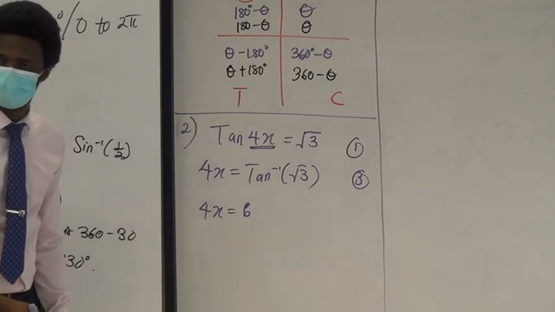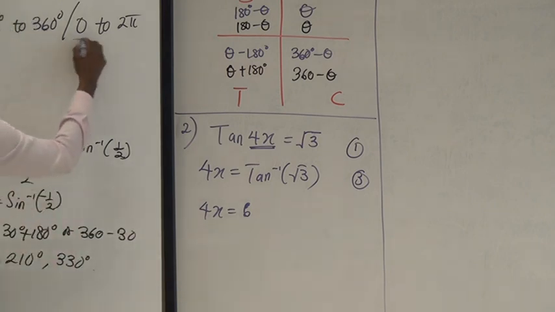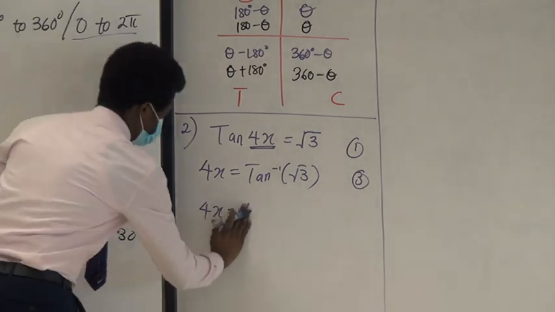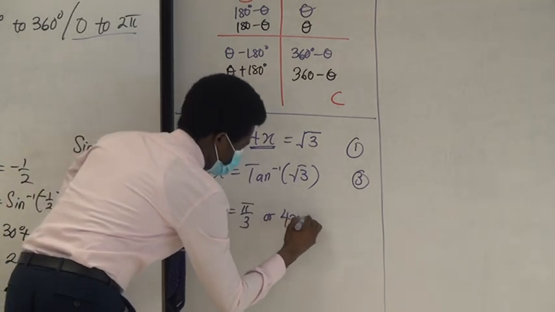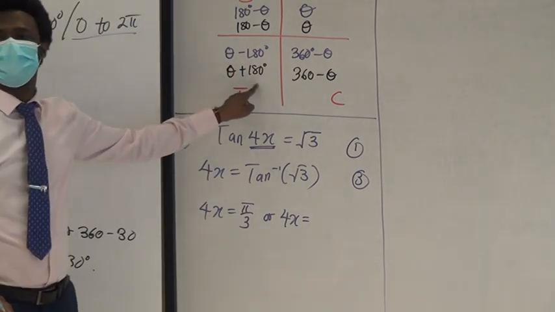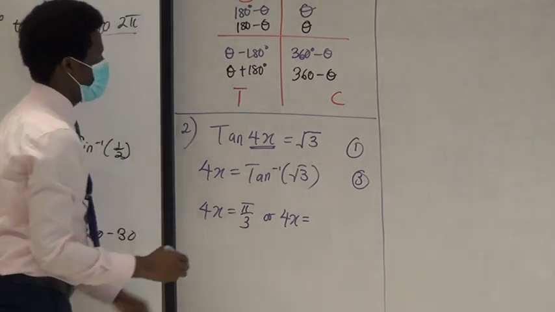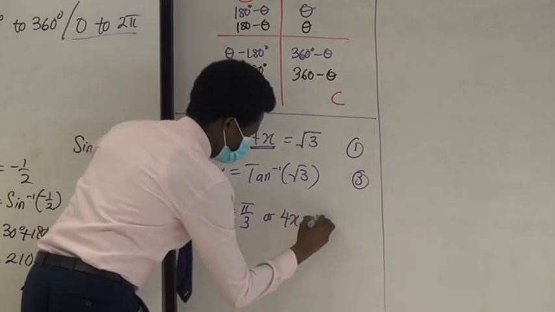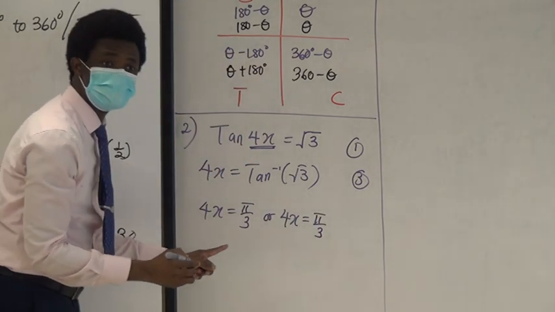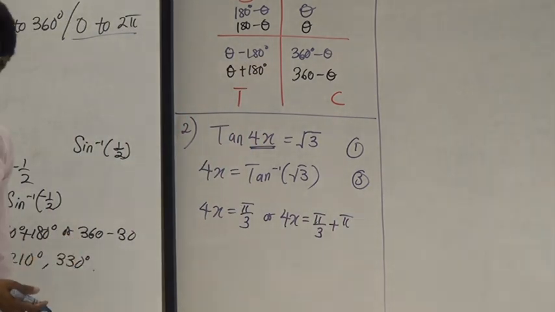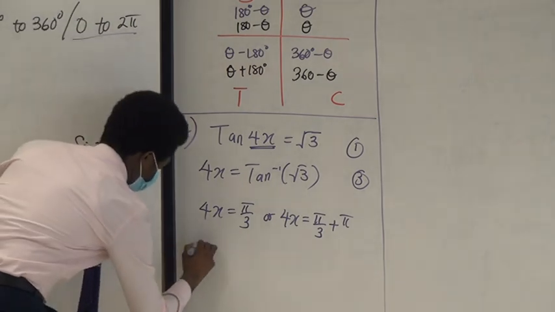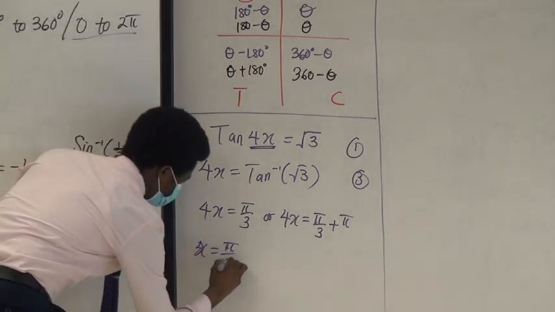But it says in radians, according to the instruction. This interval was given, so that's how you know your answer should be in radians. So what is 60 degrees in radian form? Pi over 3. So you write here pi over 3. Or 4x is equal to theta plus 180. How do I write that? Pi over 3, that's your theta, plus pi. And the rest is simplified. I divide by 4, this is easy. x is pi over 12.